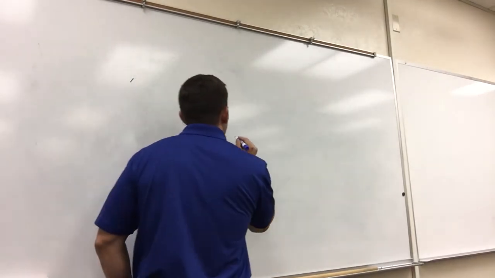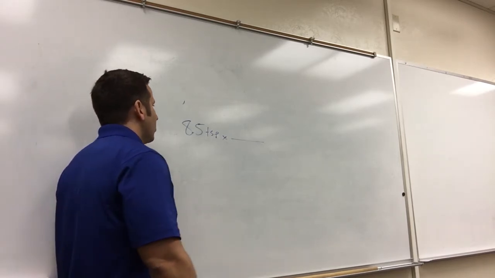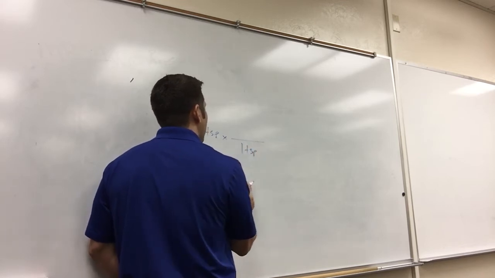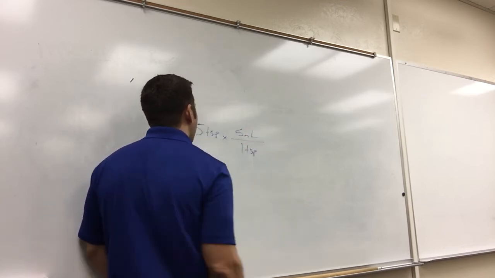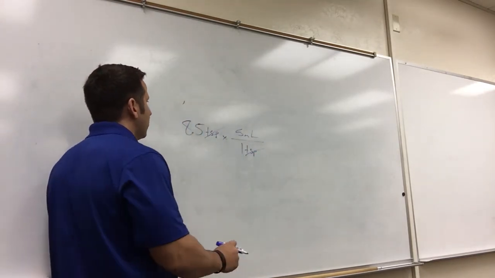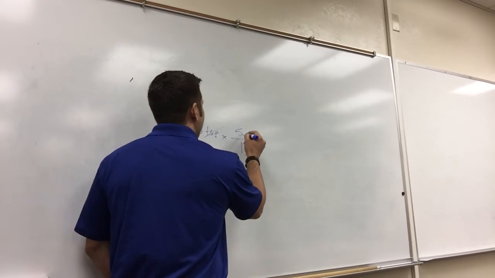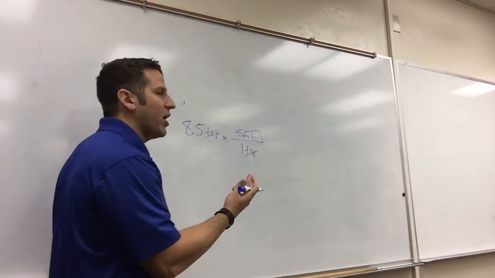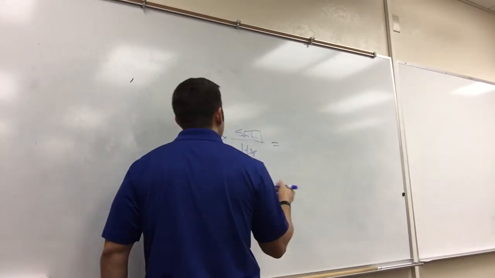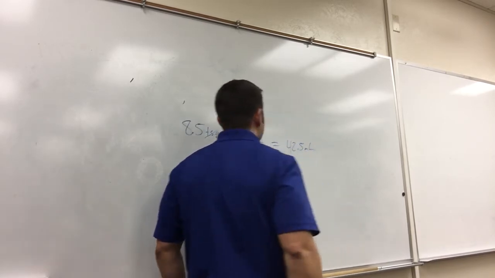Okay, so looking at your sheet, do I have a conversion factor that takes me from teaspoons to mLs? Yes. So do I want teaspoons on the top or bottom? Bottom. So I have 1 teaspoon equals what? 5 mLs. Crossing out my units, what is my unit left over? mLs. So did I set it up right? Yes. So 8.5 times 5 divided by 1 is 42.5 mLs.